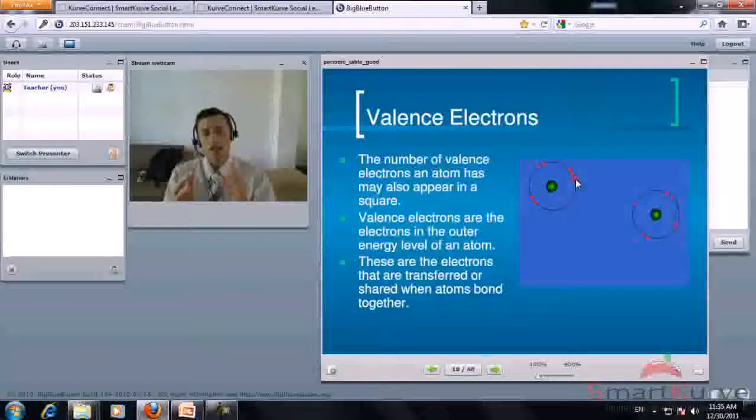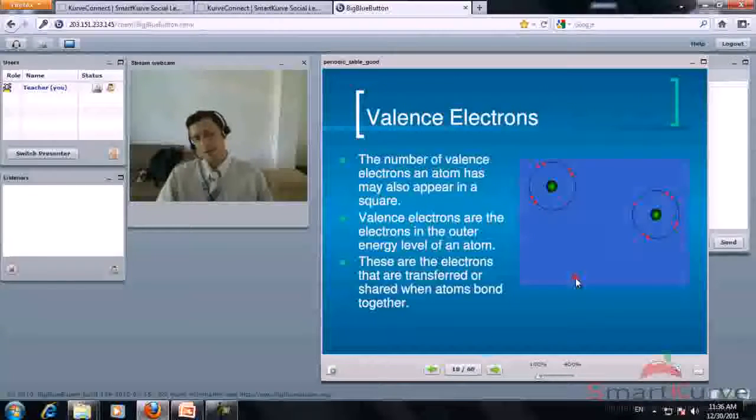Now these electrons, they don't just orbit anywhere. They only can exist in specific certain levels. And we say that these are certain energy levels of an electron. I want to look at point number 2 here. Valence electrons are the electrons in the outer energy level of an atom.